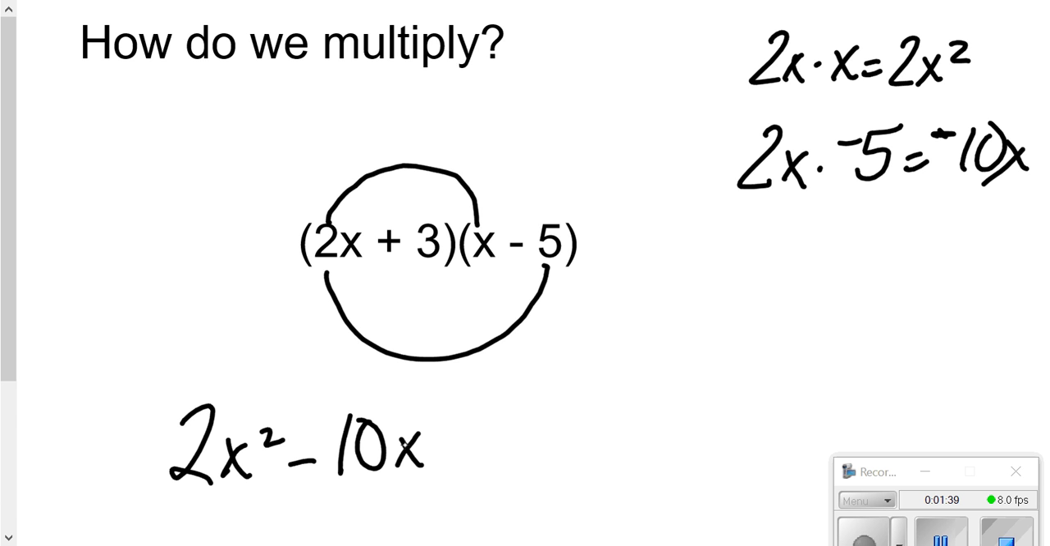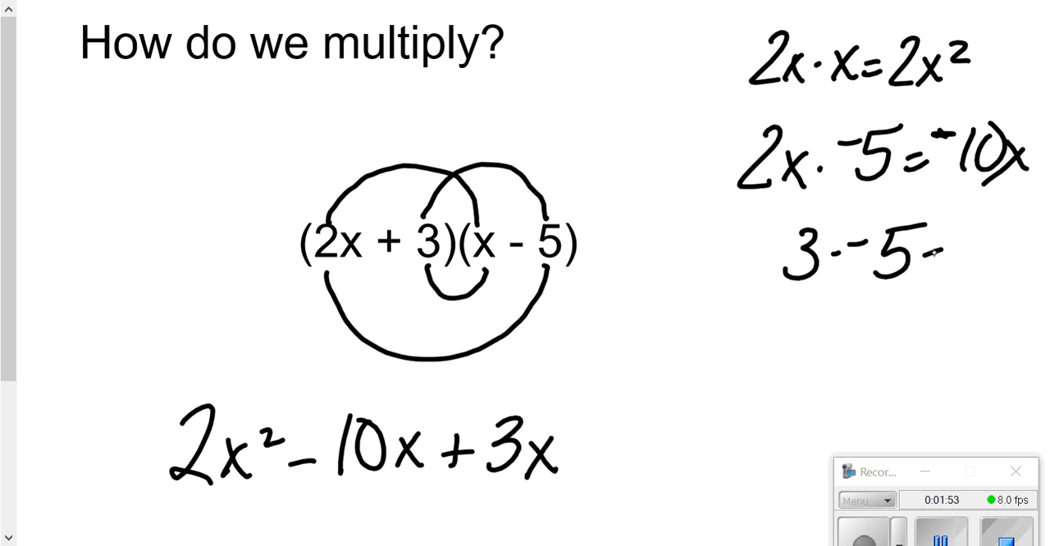Then the 3. I need to distribute the 3 to both of those things as well. So I multiply the 3 times the x, and I get 3x, and the 3 times the negative 5 is negative 15. So I would just write that down. Okay, now if you look at this, you can see that there are two terms that will be combined.